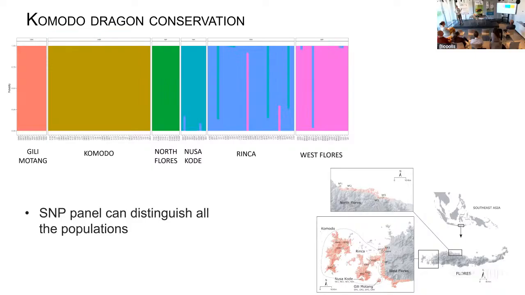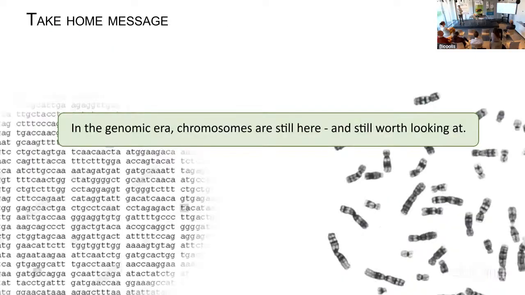So I conclude by thanking you all, with the take-home message, which is very simple: in the genomic era, chromosomes still exist, and sometimes it's worth having a look at them. And I thank you all for your attention, and the organizer for having me here.